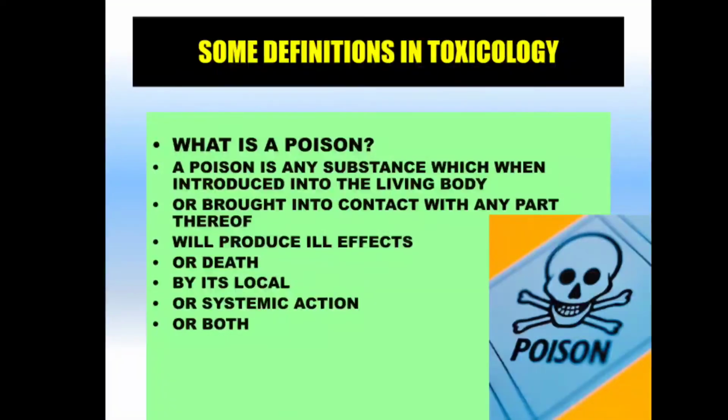Medically, this is how poison is defined. Again, there is no standard definition. I'm just giving a definition that is easy for you perhaps to recall. Poison is any substance which, when introduced into the living body or brought into contact with any part thereof, will produce ill effects or death by its local or systemic action, or both. Easy, isn't it?